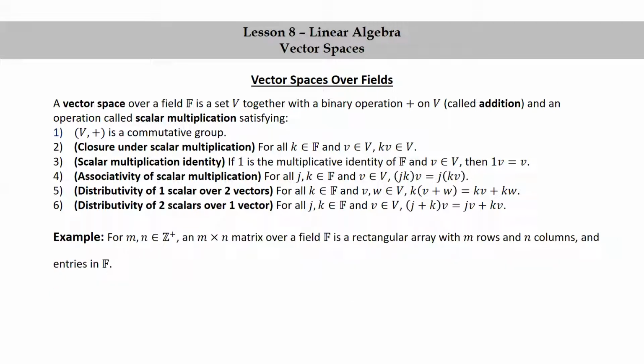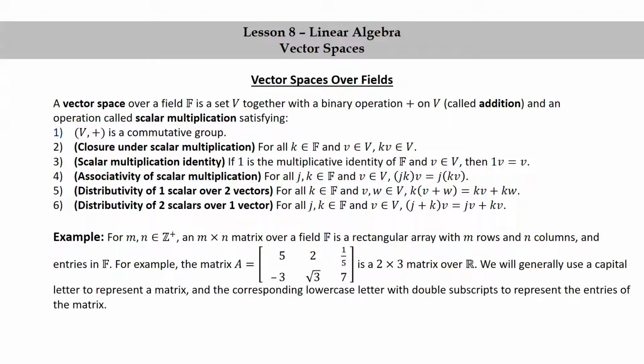More generally, we could look at, for m, n in Z plus, an m by n matrix over a field F is a rectangular array with m rows and n columns and entries in F. For example, the matrix A equals [5, 2, 1/5; -3, root 3, 7] is a 2 by 3 matrix over R because it has 2 rows and 3 columns.